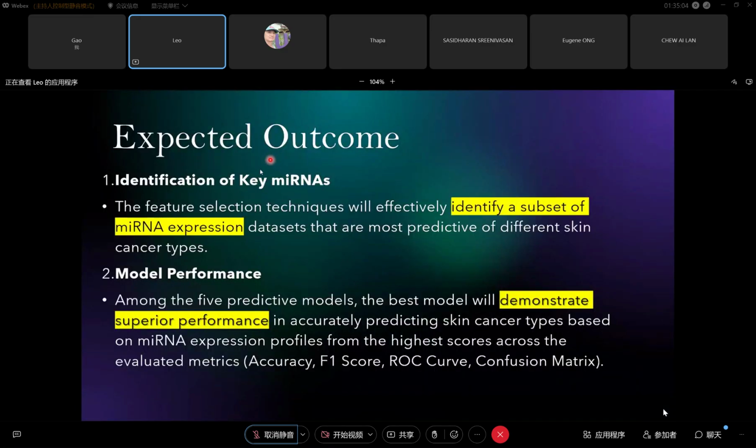So the expected outcome is, of course, answering the objective. The feature selection techniques will effectively identify a subset of microRNA expression data. And the second is related to model performance. After we get the predictive models, we will train them, and hopefully we will identify the best model with superior performance, based on the metrics proposed in the methodology.